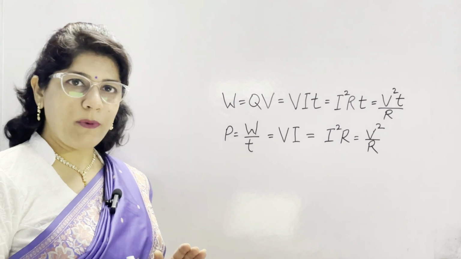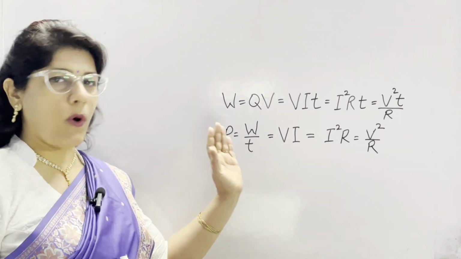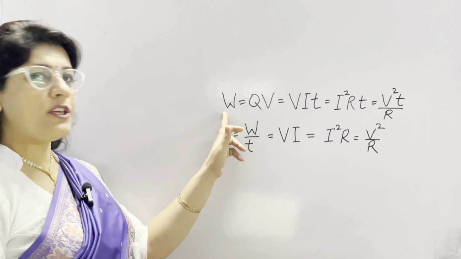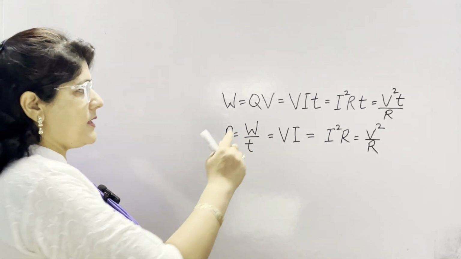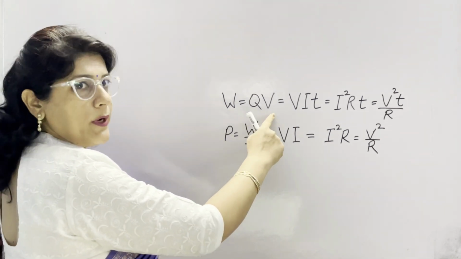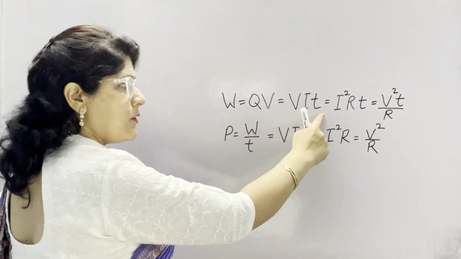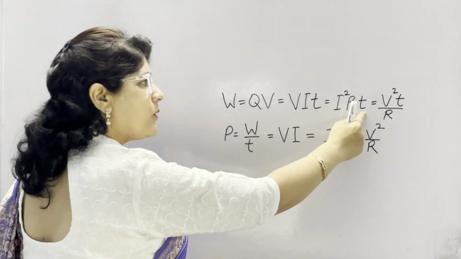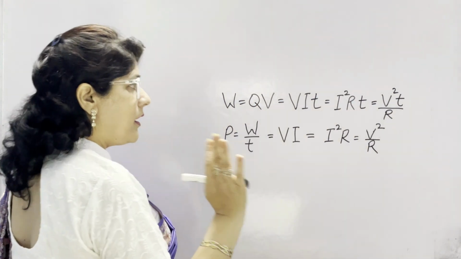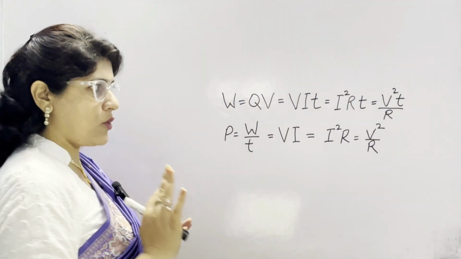Before starting the second numerical, I would like to discuss these formulas with you. For energy calculation, W, which is work done, or energy you can say, is equal to the product of Q into V, or V into I into T, or I square R into T, or V square T upon R. All these are formulas for the calculation of energy.